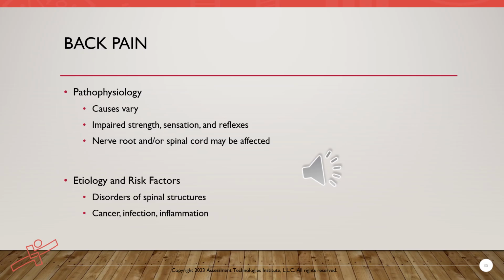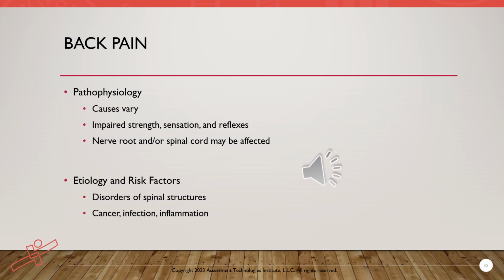The nursing process. You are going to assess the pain on a 0 to 10 scale to include location and duration, the type of pain, whether it's dull, sharp, radiating, or burning, the history of any injuries or lifting, functional ability to include walking, bending, and sitting, posture and gait inspection, neurovascular assessment, bowel and bladder changes, which can be a red flag, and sleep disturbances related to pain.